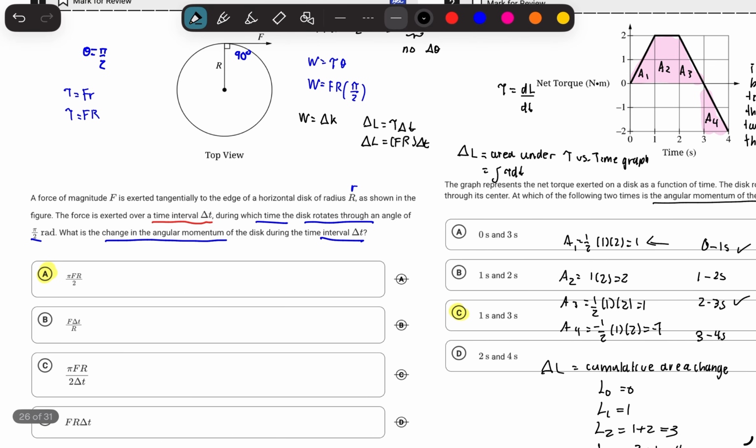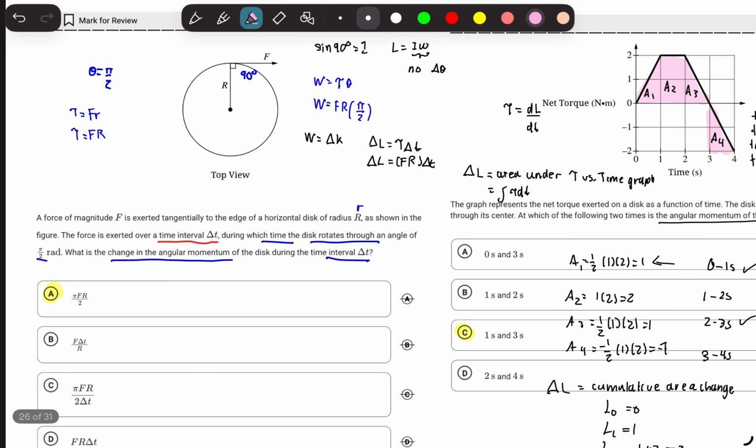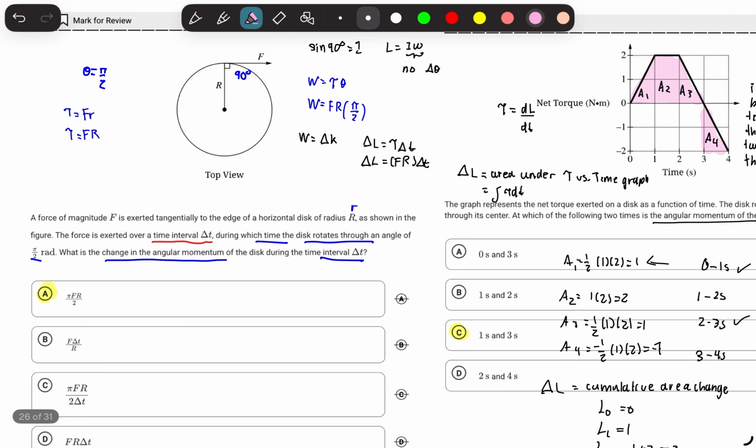In this video, we're going to be doing some practice problems for work, energy, power, linear momentum, and also rotations in physics. So for our first question, a force of magnitude F is being exerted tangentially to the edge of a horizontal disk of radius r as shown in the figure.